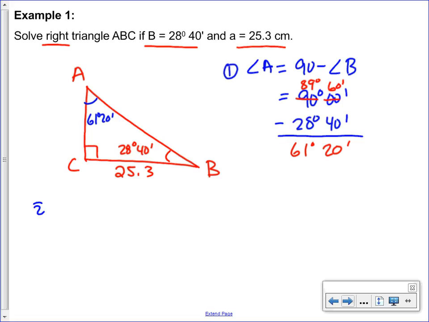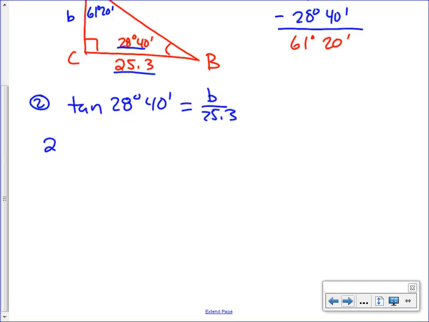Second thing, just going in alphabetical order, we need to find baby b. Now what I like to do with the triangles is I like to use the stuff that's already given. So we were already given the 28 degrees 40 minutes and the 25.3. Now in order to do the 28 degrees 40 minutes, you kind of have to change it into decimals, and I'll show you how to do that. So to find b, notice that little b is across from big B, and we have the adjacent. Opposite over adjacent is tangent. So if you go tan of 28 degrees 40 minutes, that's equal to b over 25.3. Just multiply the 25.3 to the other side.